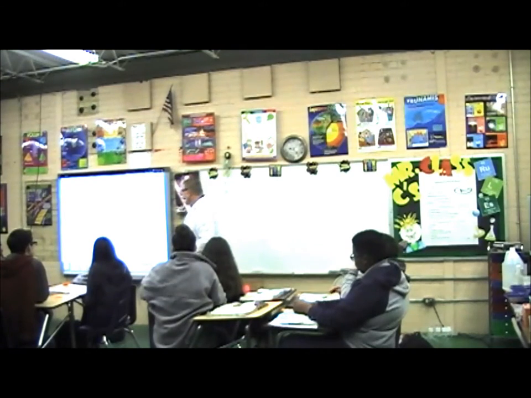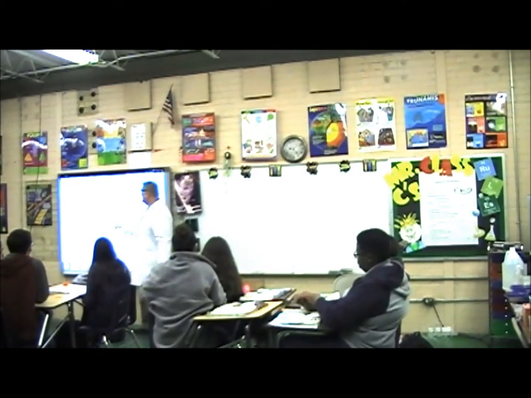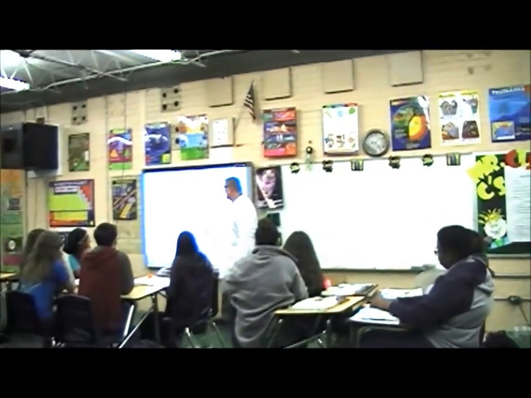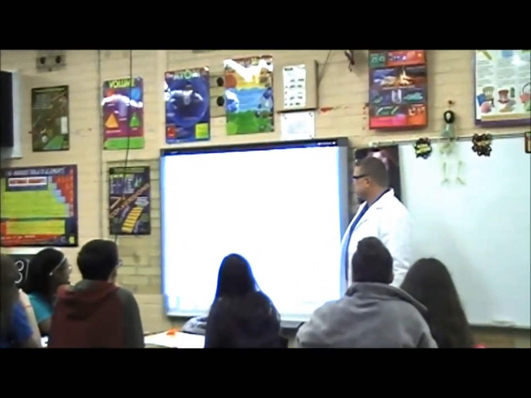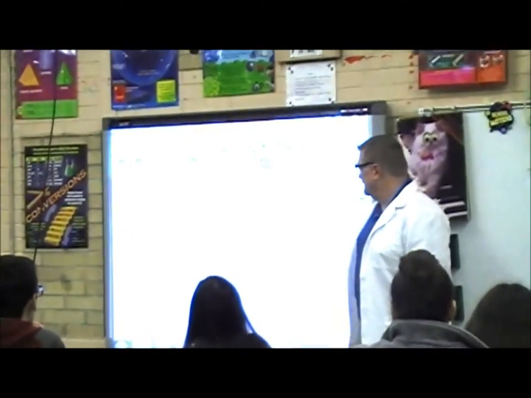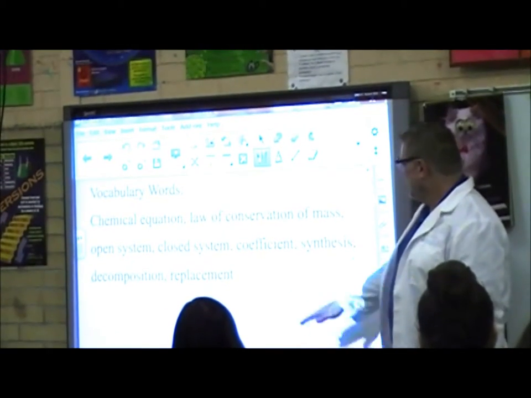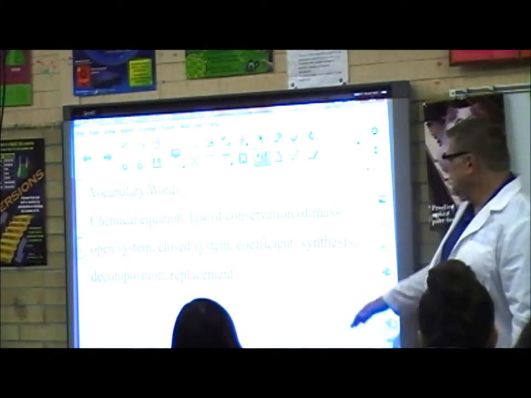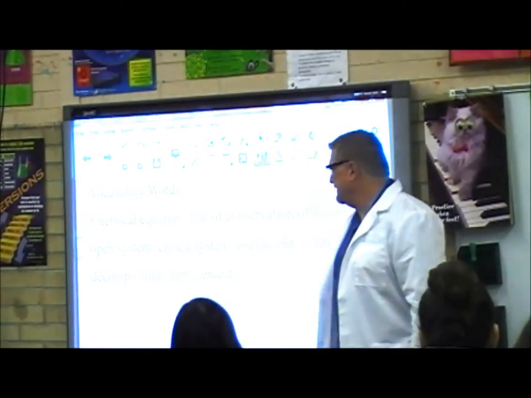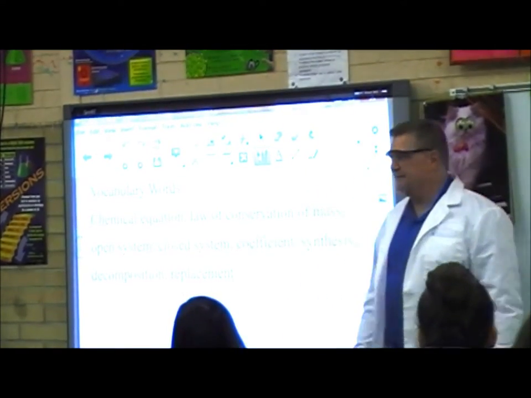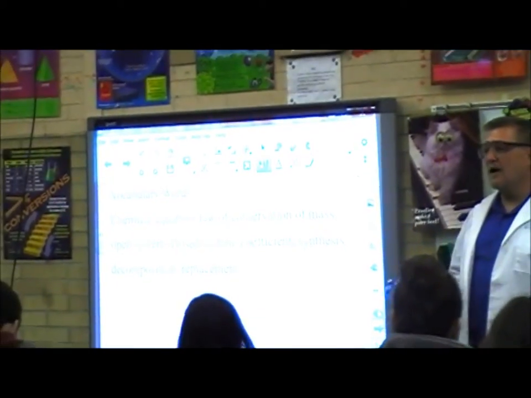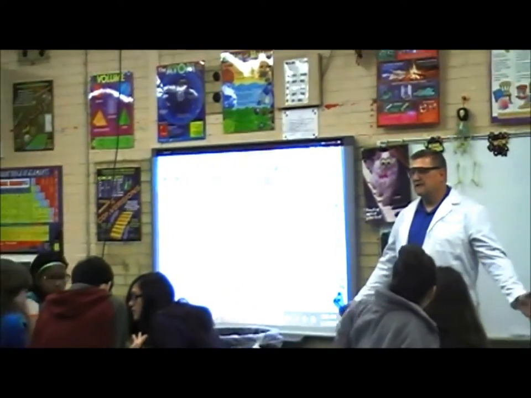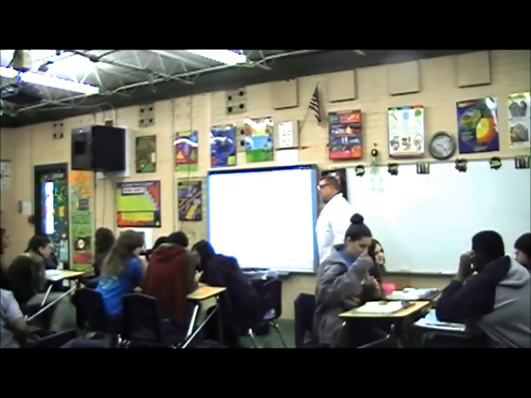Let's look quickly at the words that are in our chapter that we're going to be looking at today. Vocabulary words. I'm going to say them, you repeat them. Chemical equation. Law of conservation of mass. Open system. Closed system. Coefficient. Synthesis. Decomposition. And replacement. Now quickly talk with your group and see, are there any words on the list that you've never heard of? Write those words down, the ones that you've never heard of.